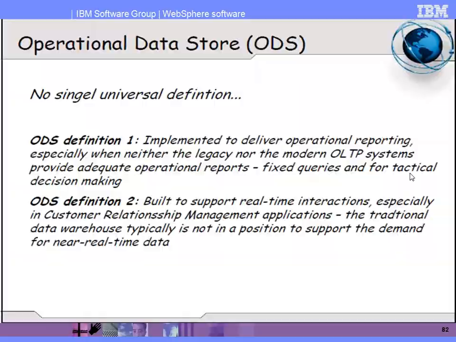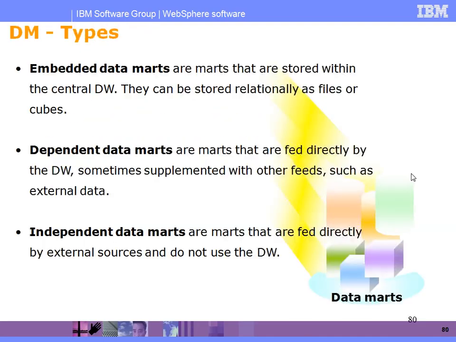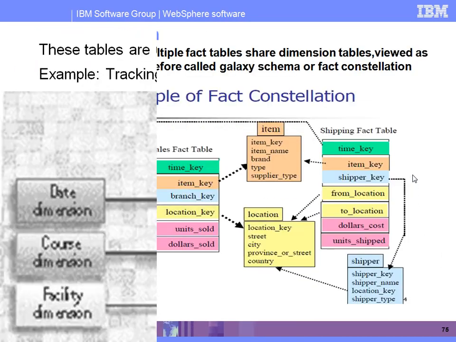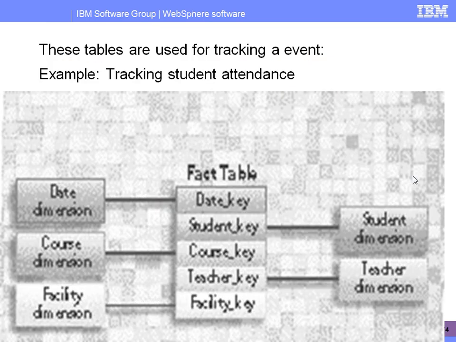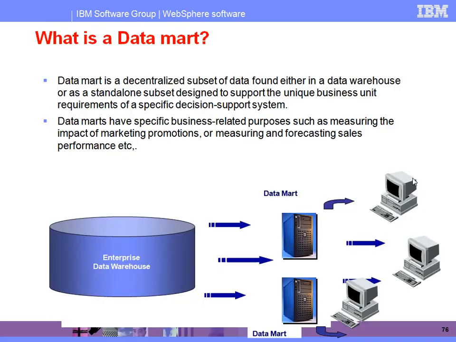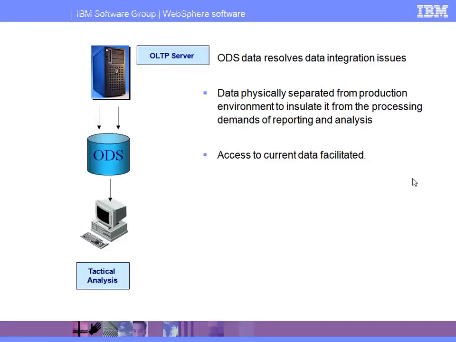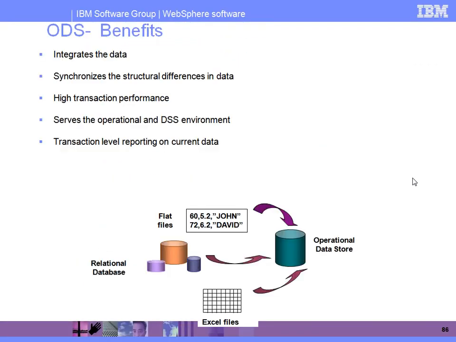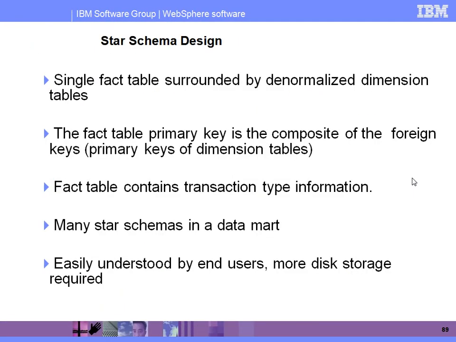We also have data marts and other things, such as fact tables. Apart from these dimension tables, fact tables, data marts, and operational data stores, next we have one more concept, called data warehousing schema implementations. To implement a data warehouse, we need different types of schemas. What are those different types of schemas?